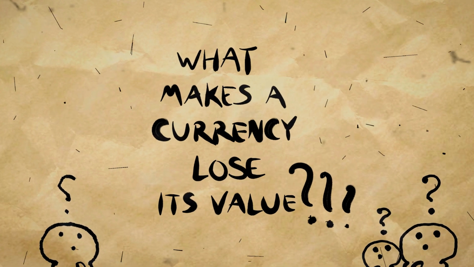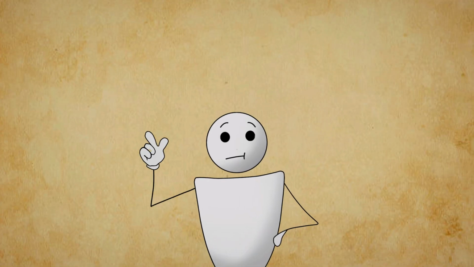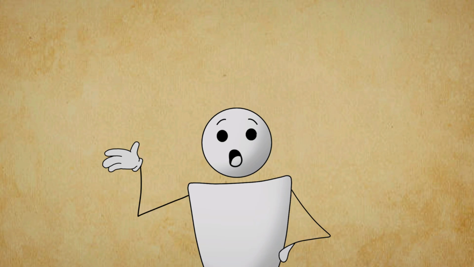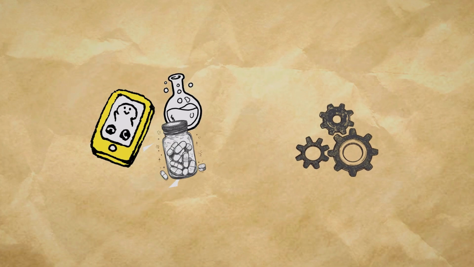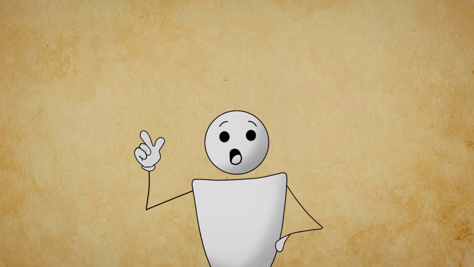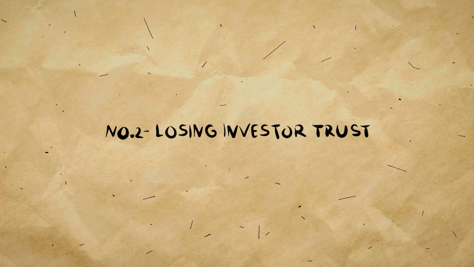What makes a currency lose its value? Well, there are mainly three big reasons. Number 1. Printing too much money. If a country keeps making money without backing it up with real goods or services, value drops. This is why you should watch my video on what happens if we print more money. Link in the comment.